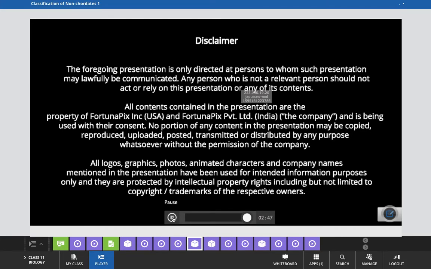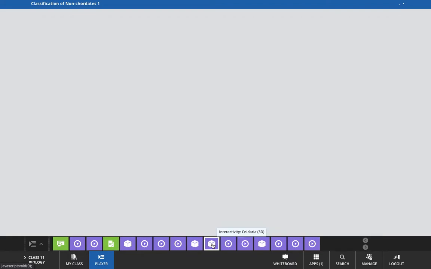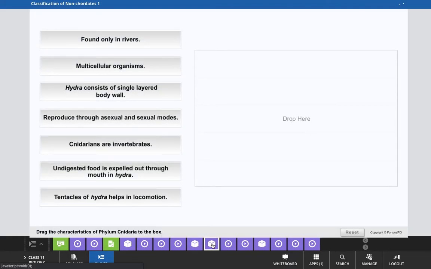Now, with this presentation, I think the characteristic features of cnidarians are clear to you, and cnidarians are also known as coelenterates. That is also clear to you. Now, there is one interactivity on the basis of which you can see how much you have understood about the characteristic features of phylum Cnidaria or Coelenterata. Let's have this activity. Here the general characteristic features of the phylum are given. We have to fix the right characteristic feature here.